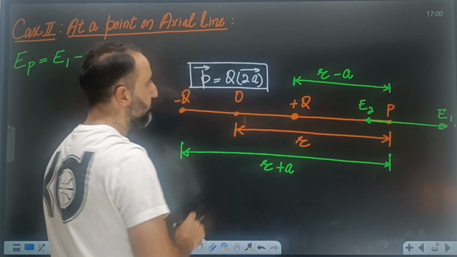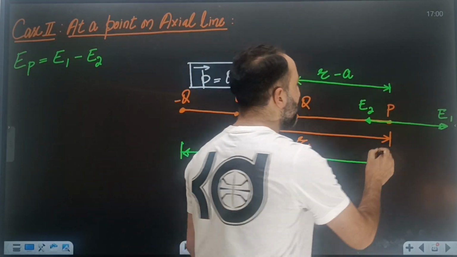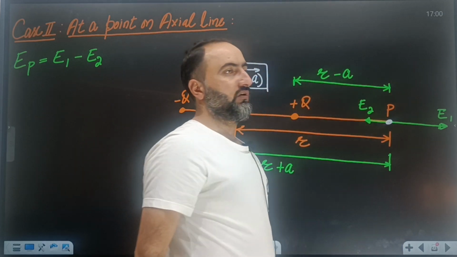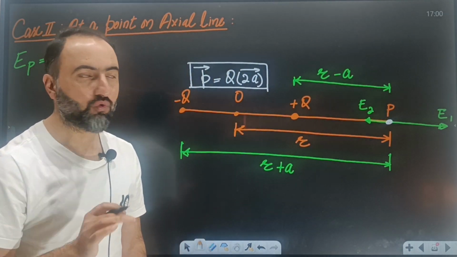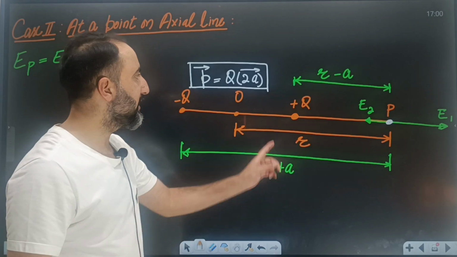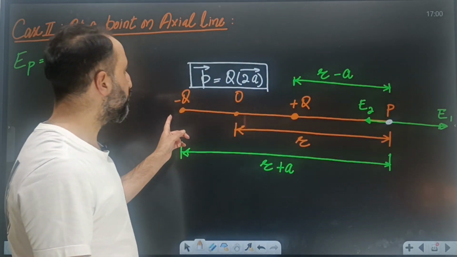ठीक है ना बेटा? This is your dipole moment. ठीक. अब पॉइंट P पे कितने इलेक्ट्रिक फील्ड्स हैं? वहां पे सर दो इलेक्ट्रिक फील्ड्स होंगे. कौन सा इलेक्ट्रिक फील्ड होगा? Because of plus q it will be repulsive, because of minus q it will be attractive.